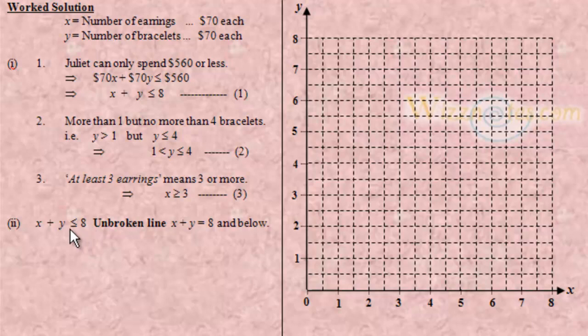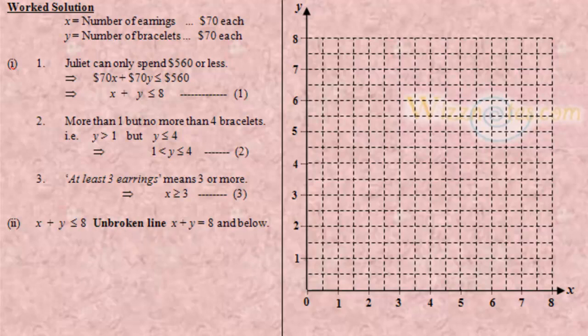When we have the equal included as a part of our inequality, we draw an unbroken line, right? And then the less than sign in the inequality, once the y is positive on the left hand side of our inequality, means that we want the region that is below the line, right? So this inequality means that we want the line x plus y equals 8, and we also want the region that is below the line. So because we want the line, we draw an unbroken line.